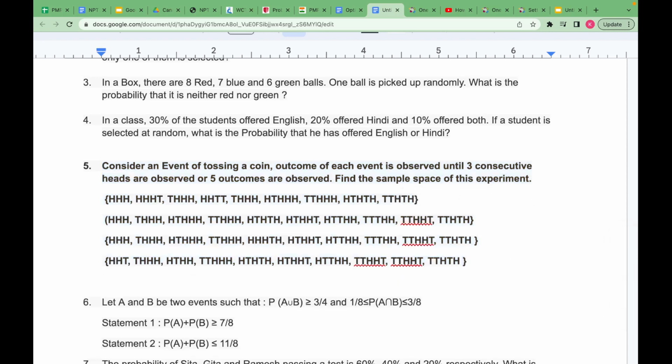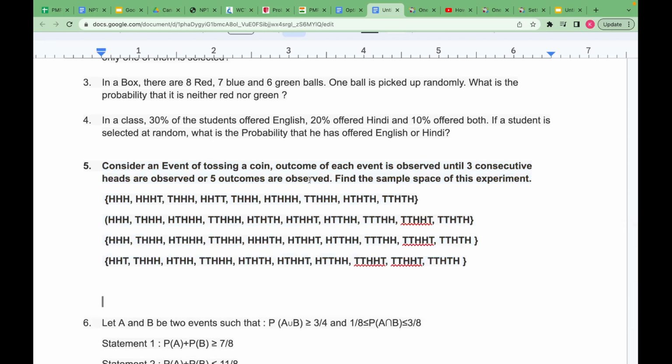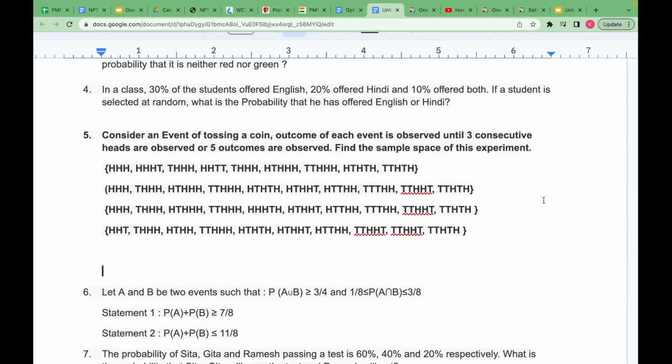So in this, you are considering an experiment of tossing a coin, and the outcome of each toss is observed until 3 consecutive heads are observed or 5 outcomes are observed. Then you need to find the sample space of this experiment. Okay, so does anybody have doubt regarding what is a sample, what is a sample space, what is an experiment?